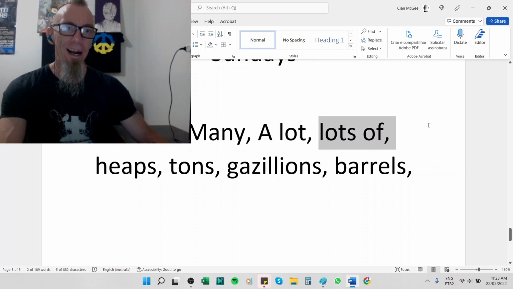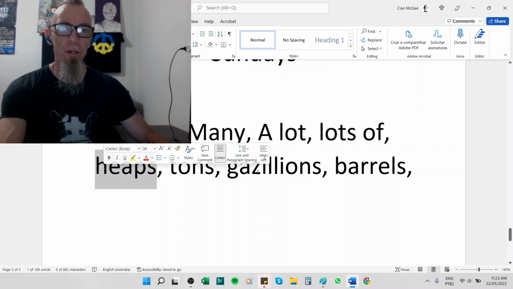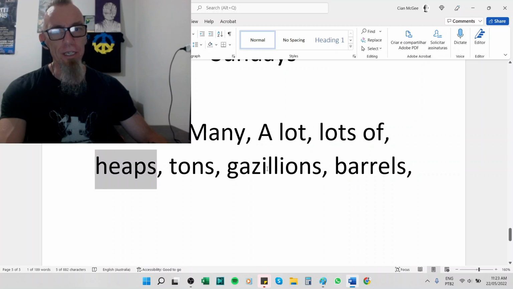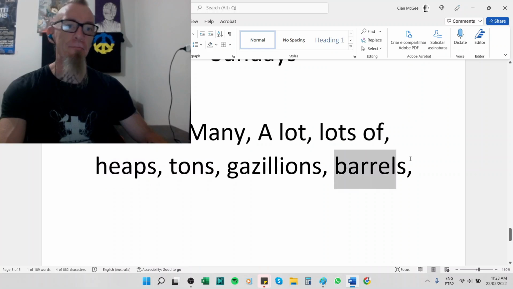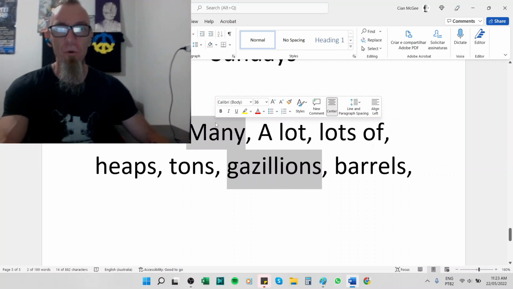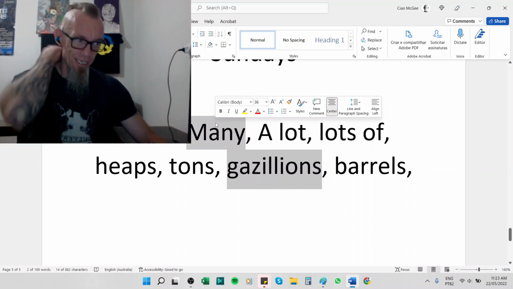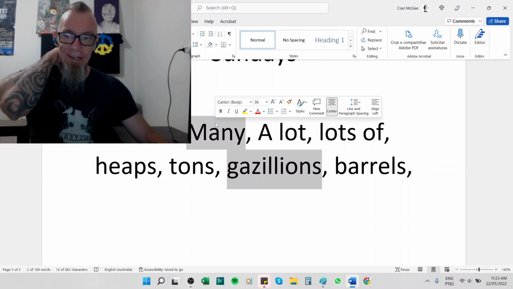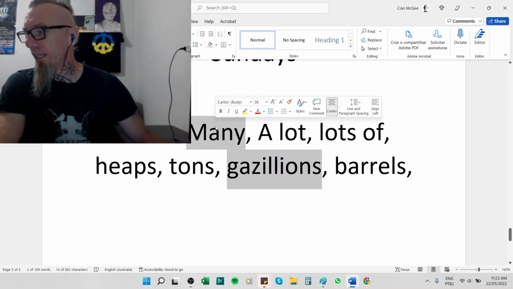I have a lot of water. I have lots of water. I have heaps of water. I have not gazillions. No, I have tons of water, and I have barrels of water. So gazillions, in this case, gazillions and many will be only for countable objects. I have many pets. I have many books.